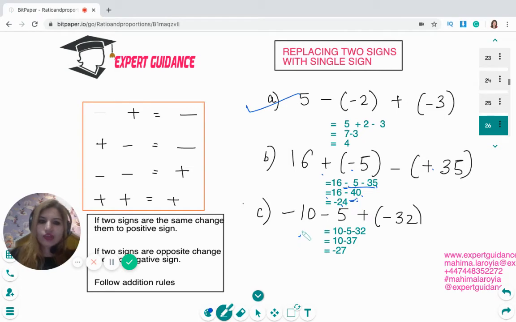For the last question, minus 10 minus 5 plus minus will be minus 32. 10 minus 5 minus 32, add the negative numbers with the negative sign, and 10 minus 37 is minus 27. So I hope this is clear to you.